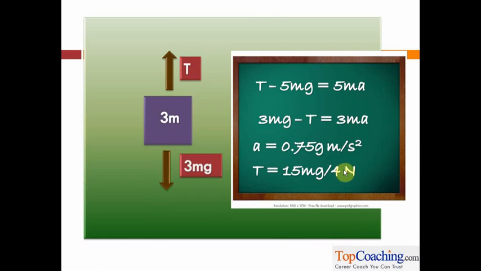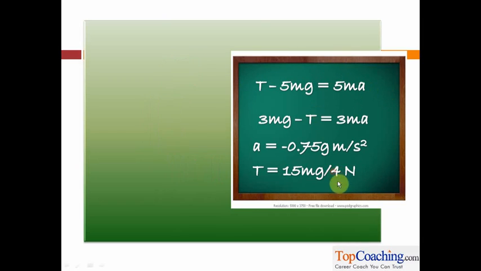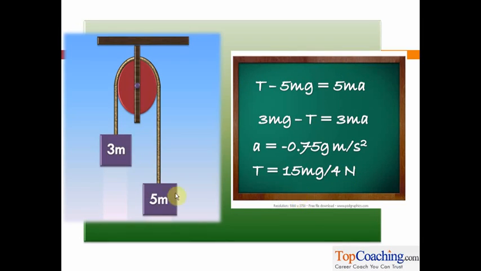When we simplify these equations, we get the value of the tension force as 15mg by 4 Newton, and we get the value of the acceleration of the blocks as 0.75 g meter per second square. As you can see, the value of the acceleration is negative. This is because our assumption was wrong. The 5m block is not going upwards, it is going downwards, and the 3m block is not going downwards, it is going upwards. So we have got the reverse direction of acceleration, isn't it? Acceleration is minus 0.75 g meter per second square, not plus 0.75 g meter per second square. So there you go. This is the value of acceleration here.